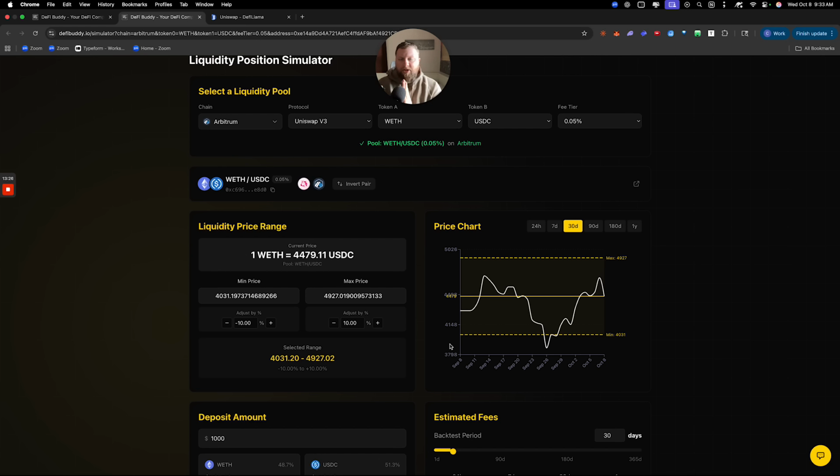So for me, I like to go a little bit wider than most people. The reason why I like to go wider is because it keeps me in range. Even though I might not be earning the most amount of fees, it keeps me in range the longest. So with that in mind, what I want to do now is actually go to TradingView and look at what price I could be providing as liquidity. Let's hop over there right now.